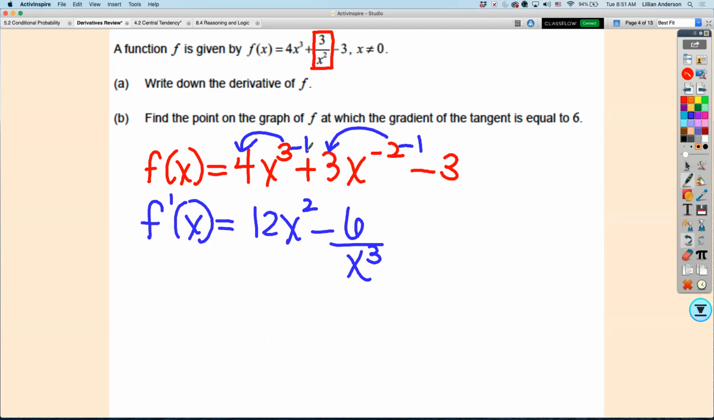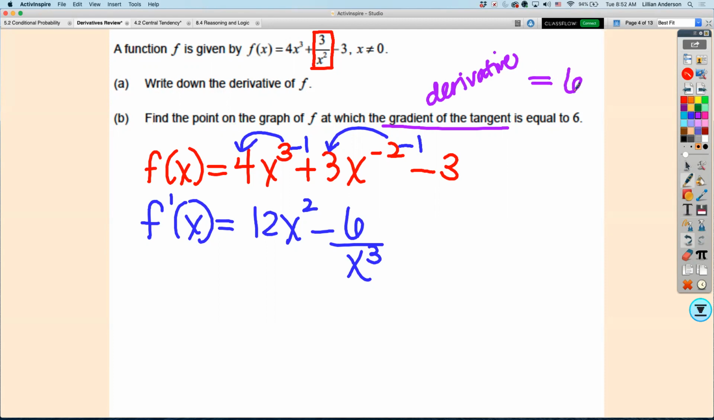Why? Because if you have to do anything outside of just taking the derivative, like you have to do in part B, then you want to make sure you're only working with positive exponents. It makes things easier. It says the point on the graph of f at which the gradient of the tangent is equal to 6. Gradient of the tangent means what? It means the derivative. Anytime you see those words together, that means the derivative is equal to 6.